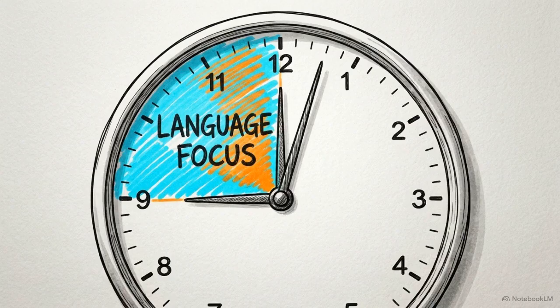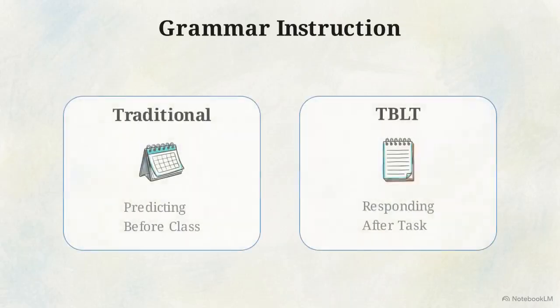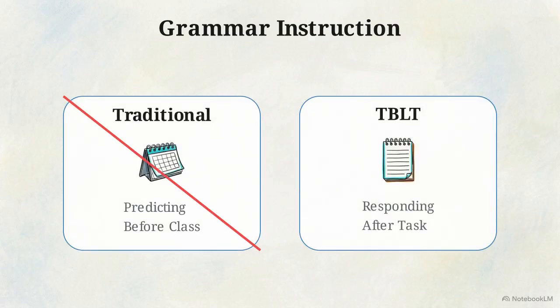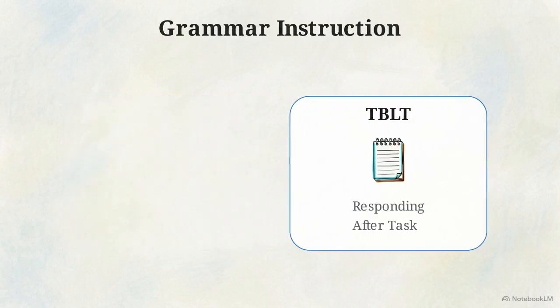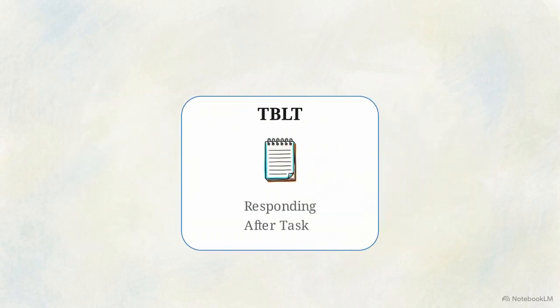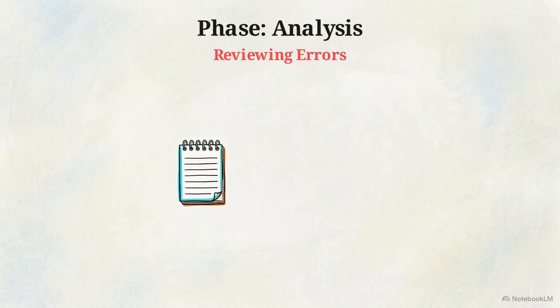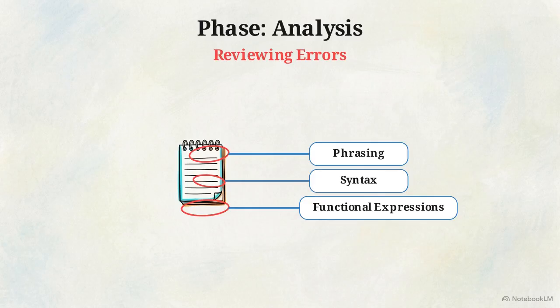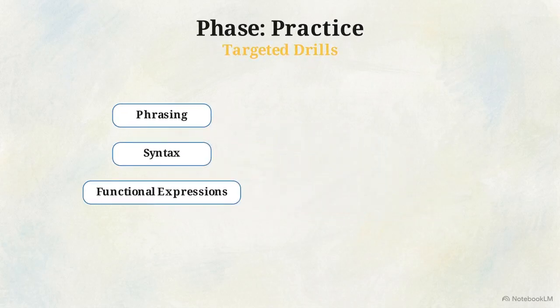Step 4 brings us to the final 10 to 15 minutes of the lesson, the language focus block. This chart highlights the difference between unstructured conversation and TBLT. Instead of predicting what grammar the students might need before class begins, you are responding to the specific gaps they just demonstrated. During the analysis phase, look at the notes you took while observing the room. Identify the specific functional expressions or grammar structures they struggled with while trying to bridge the gap.